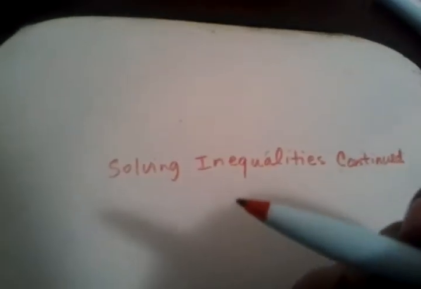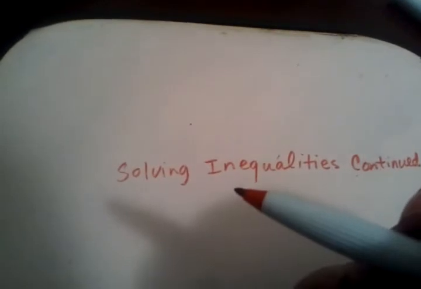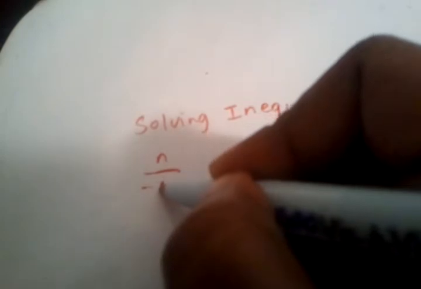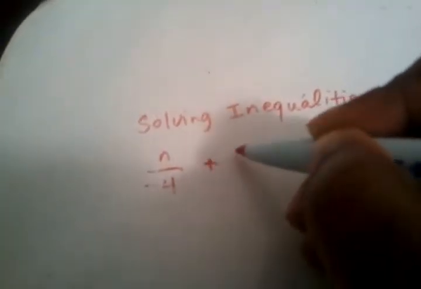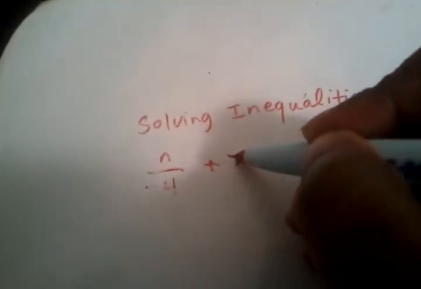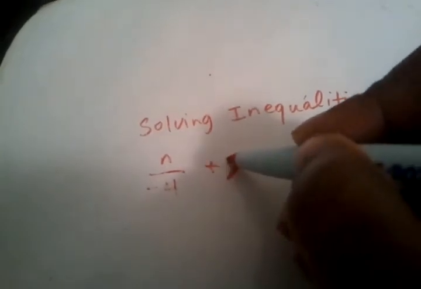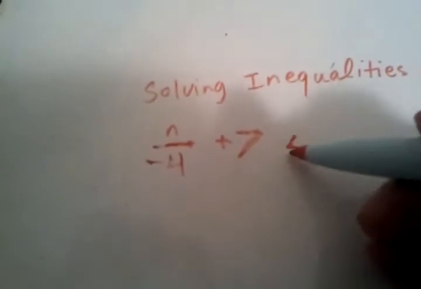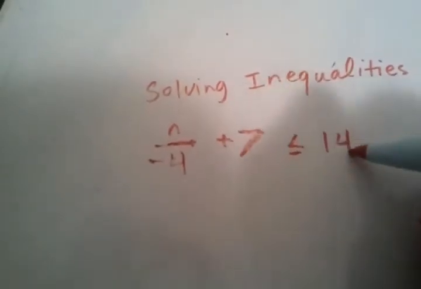All right, so we're not going to do too many examples. I just want to make sure that we're clear on how to solve some other kinds as well. All right, so let's start with n divided by -4 plus 7. I want that to look like a 7 instead of an inequality symbol. So n divided by -4 plus 7 is less than or equal to 14.